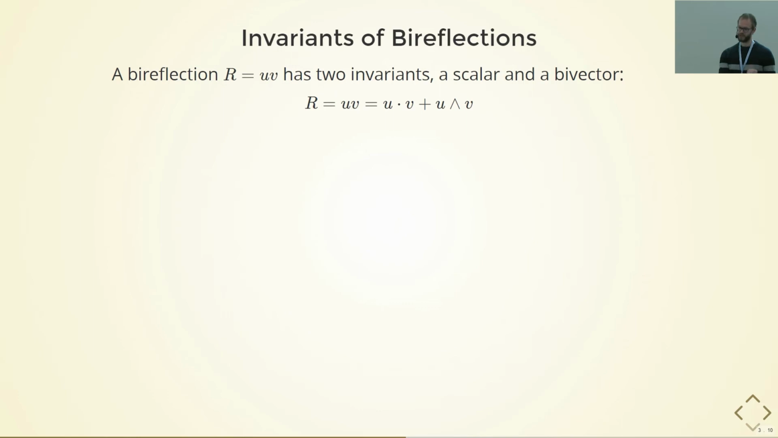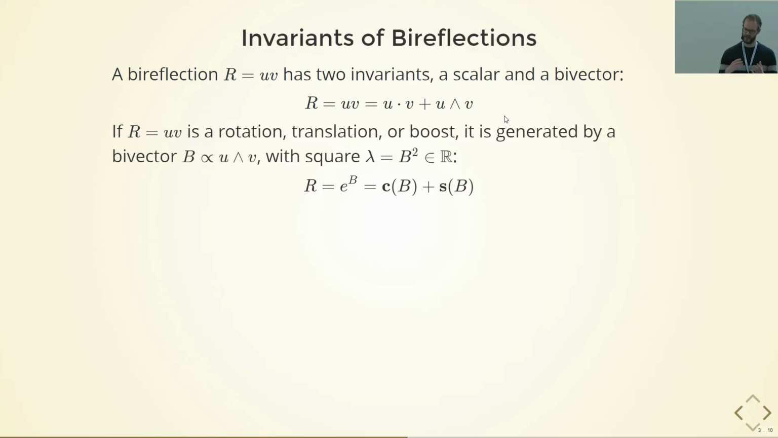Okay, so now we go to the next step up, that's the bireflection. So what are the invariants of a bireflection? If I have a bireflection UV, then we know from the famous formula we've seen a lot already, U times V is U dot V plus U wedge V. So that's a scalar quantity and a bivector quantity. And if this transformation is a rotation or a translation or a boost, so a boost is a rotation that mixes a time dimension with a spatial dimension, then these are generated by a bivector. And that bivector is going to be proportional to U wedge V.